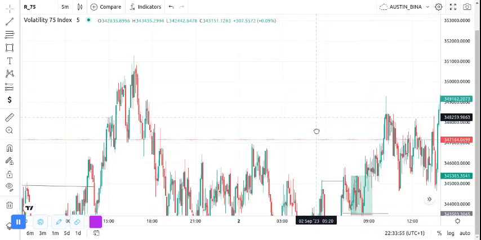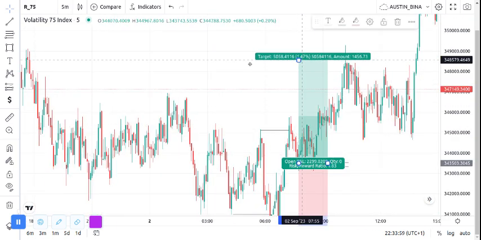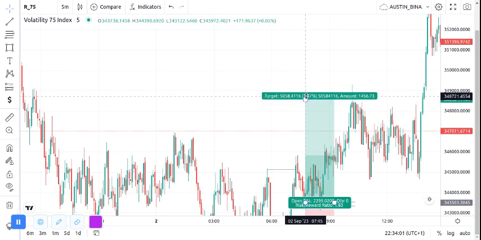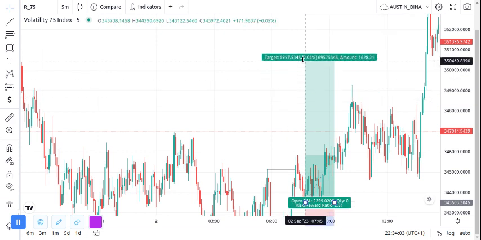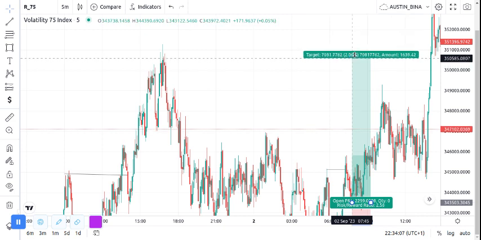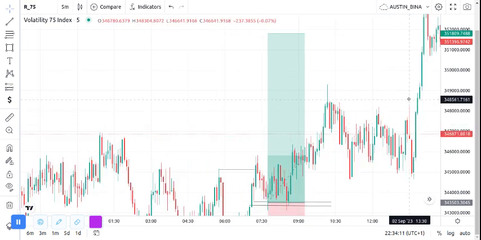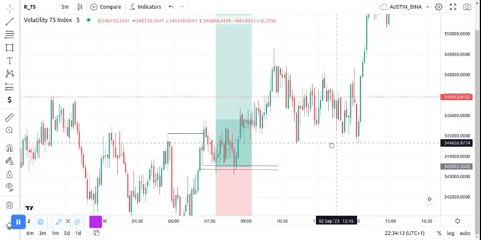So I'll target this high. This will be my target, or I'll just target 1:3, right? So that is how I take my trade. I'll target 1:3, or I target this high. Depends on how you love to take your trade. So probably I'll just target this 1:3, and then I'm done, right?